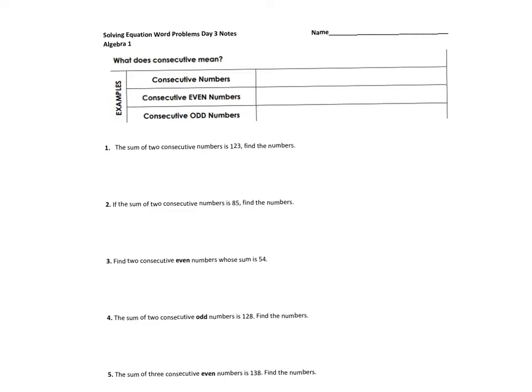Today's our third and final day on solving equation word problems. Today's word problems are going to deal with consecutive numbers. So in order to understand these word problems, we're going to have to understand what consecutive means. Consecutive means one after another. So it's just like the next one in line.